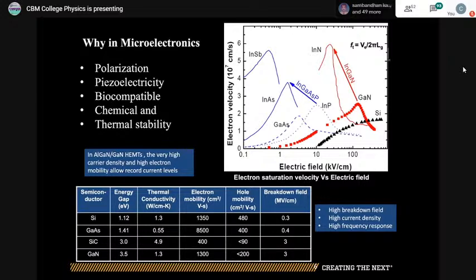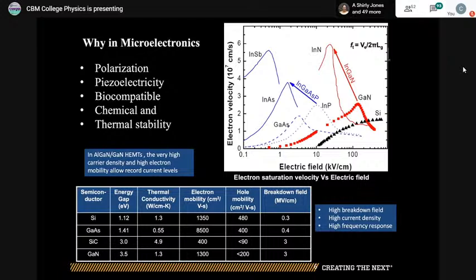The very important point is here, we have a breakdown field. The breakdown field is 10 times larger for gallium nitride when you are comparing with silicon. So this is a very big advantage when you are comparing it with silicon. So you can push a lot of power without having a failure. So this material, gallium nitride, is meant for high temperature, high power operations.